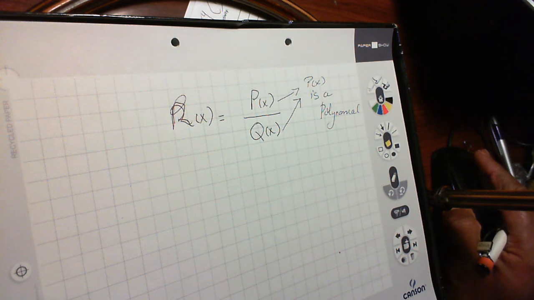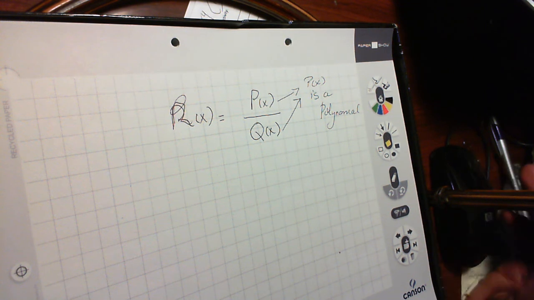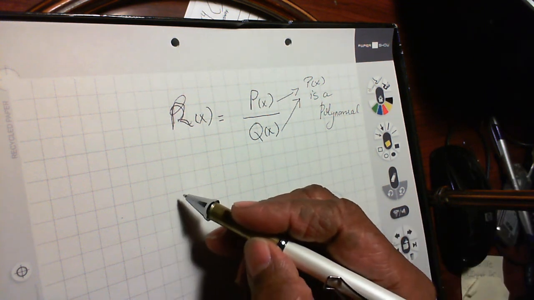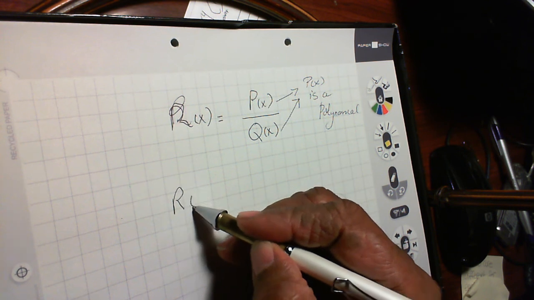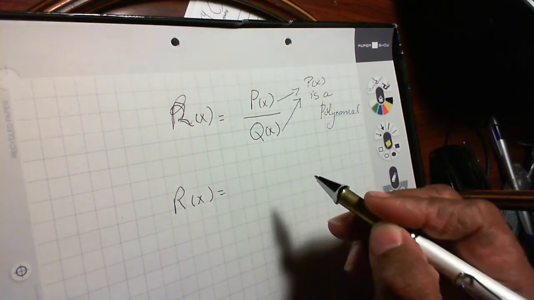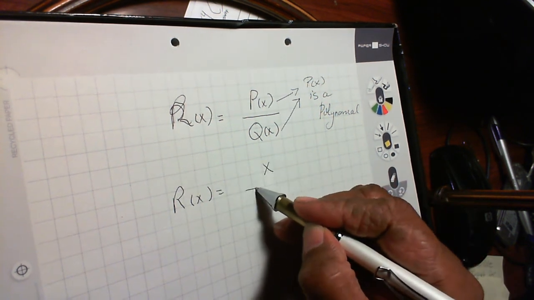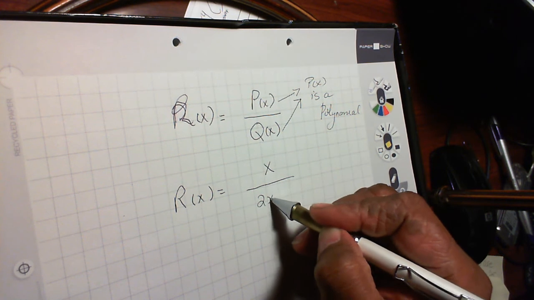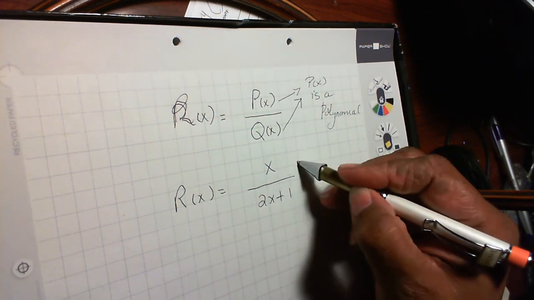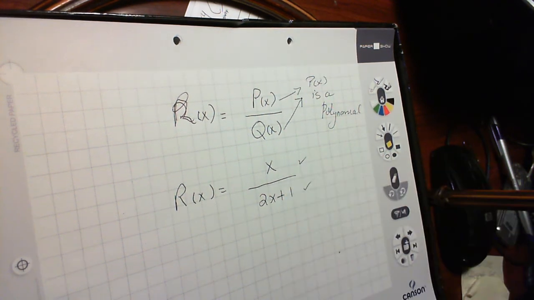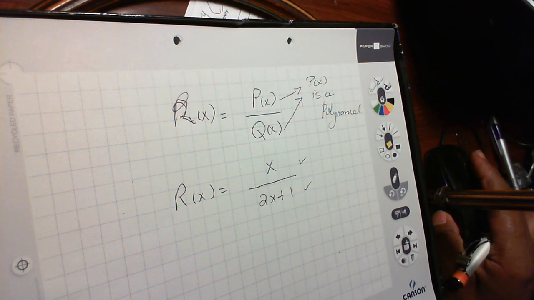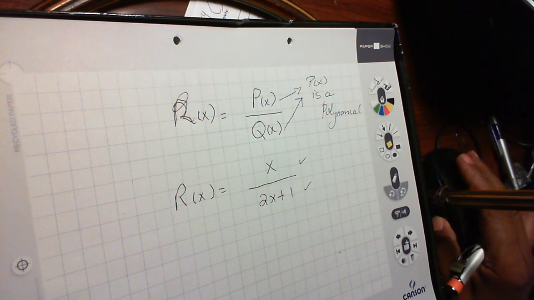So that's how we define rational functions. Let's look at an example. A very simple example would be, let's say R of x is equal to x divided by 2x plus 1. The top is a polynomial and the bottom is a polynomial. So this is an example of a rational function.